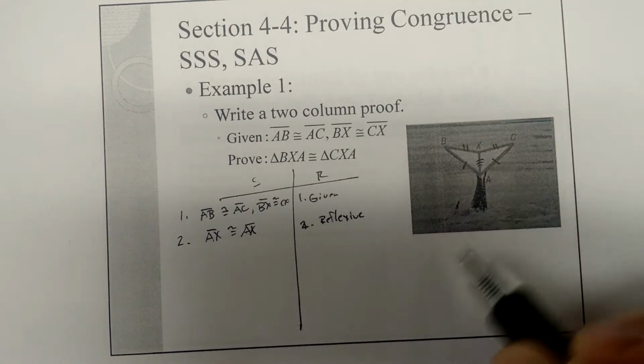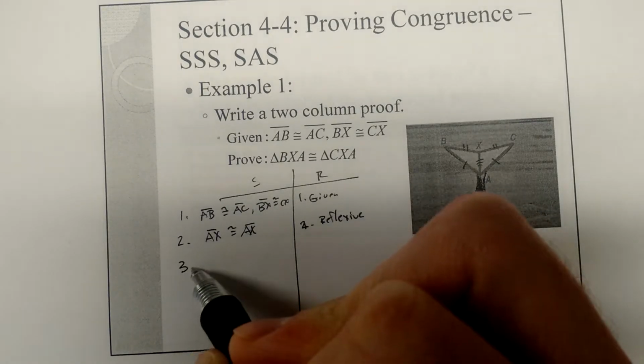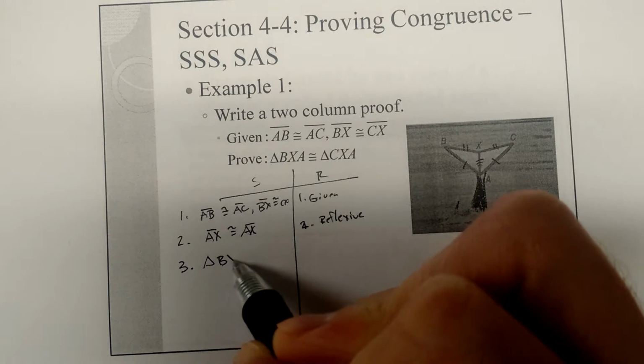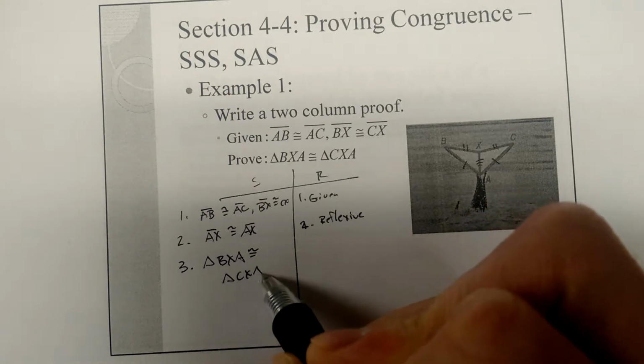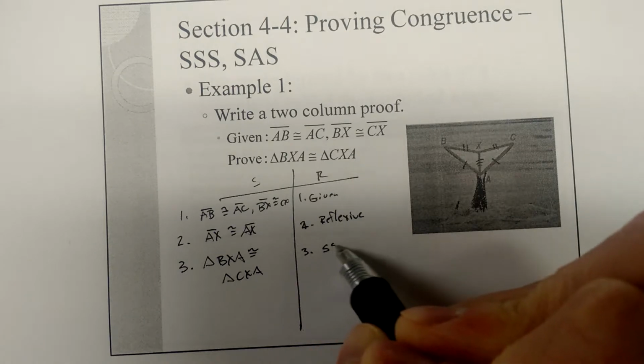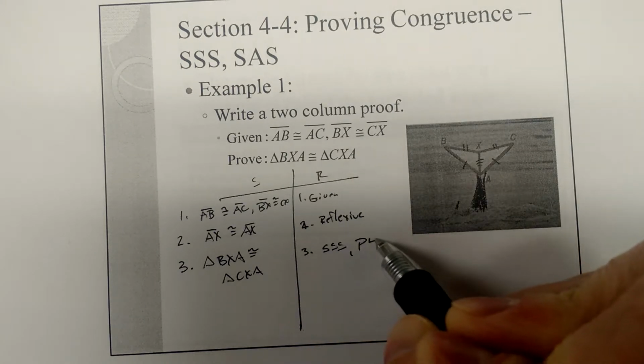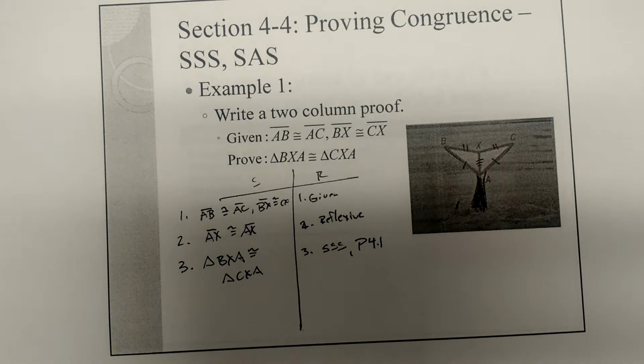Now, so triple hash there, so now I have all three sides congruent, so I can say that triangle BXA is congruent to triangle CXA. The reason is side, side, side, or you could write postulate 4.1. Either way works.